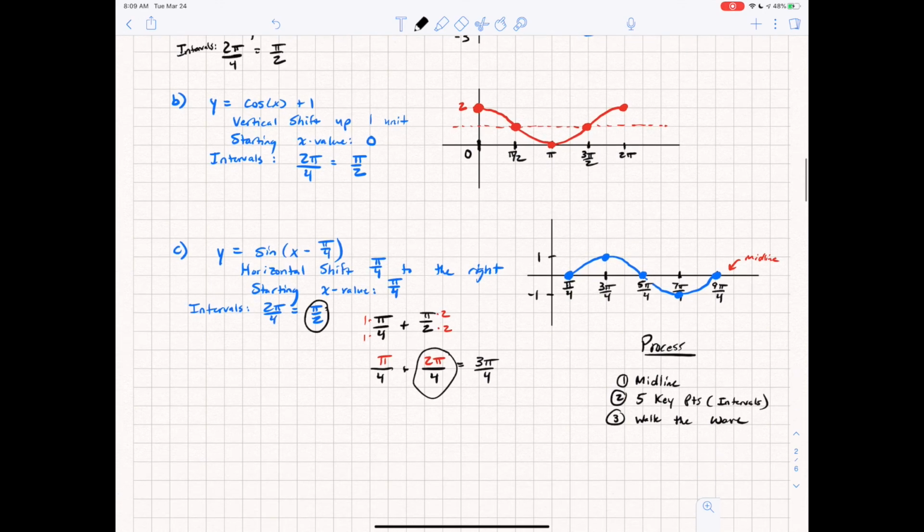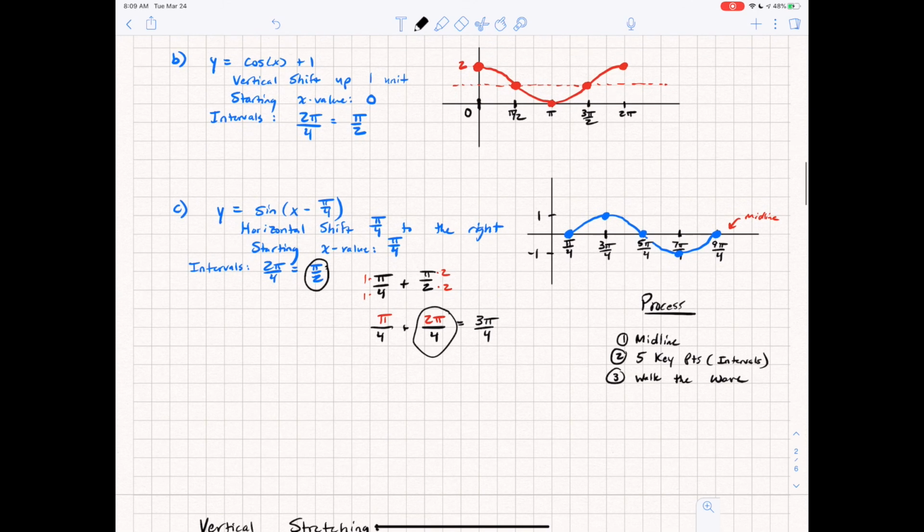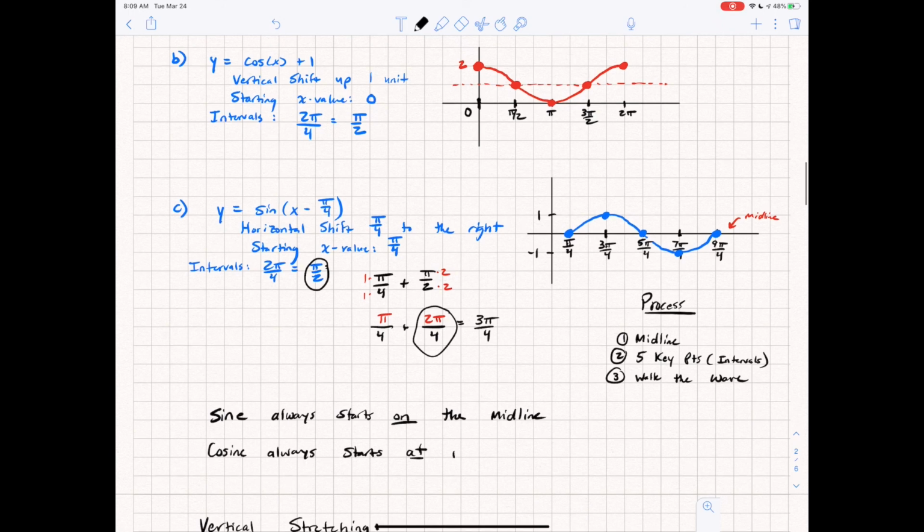Key parts to remember with this is that sine always starts on the midline. Cosine always starts at its max, or off of the midline, always. These two things are always true. There's one small thing that'll change it, and we'll see that a little bit later.